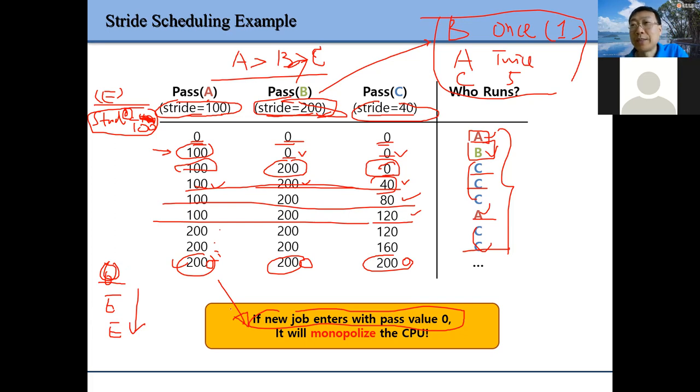Then how to solve it, okay? You can think about this, but generally speaking, after running for some time, we may not give the initial value zero to a new job, right? We may set the lowest pass value as the new job's pass value, something like that.